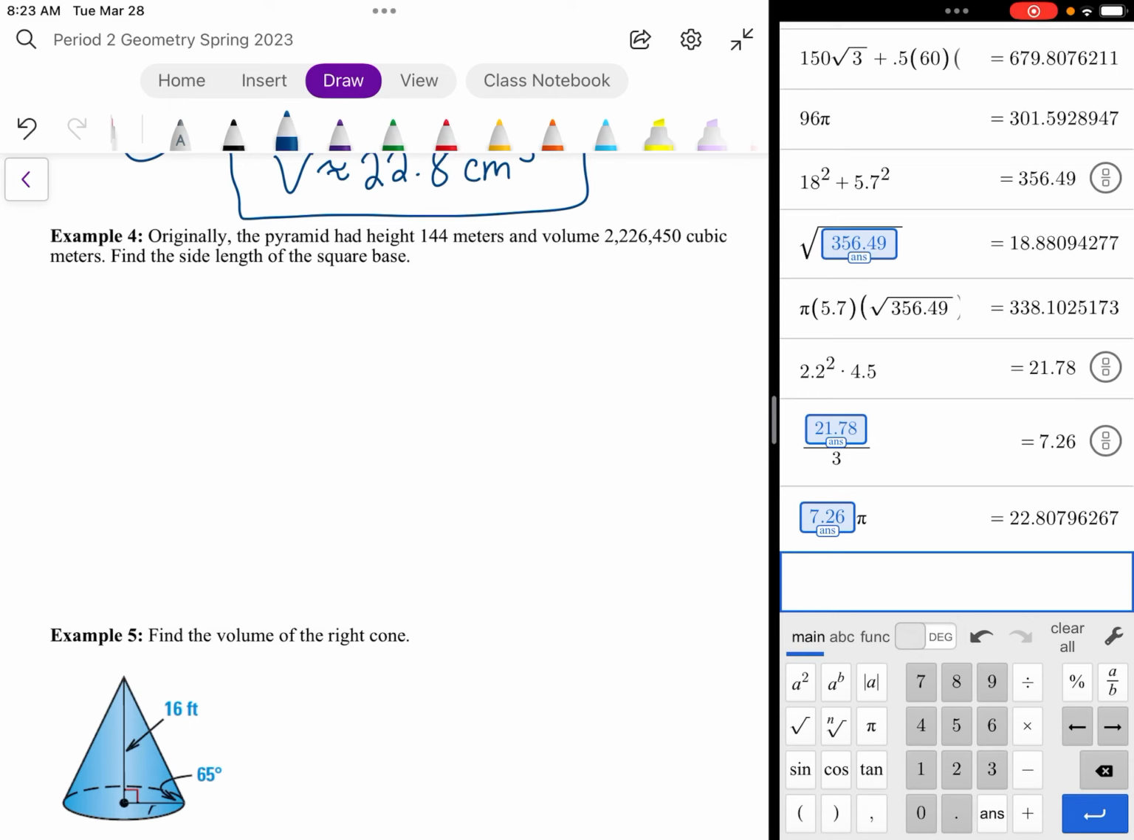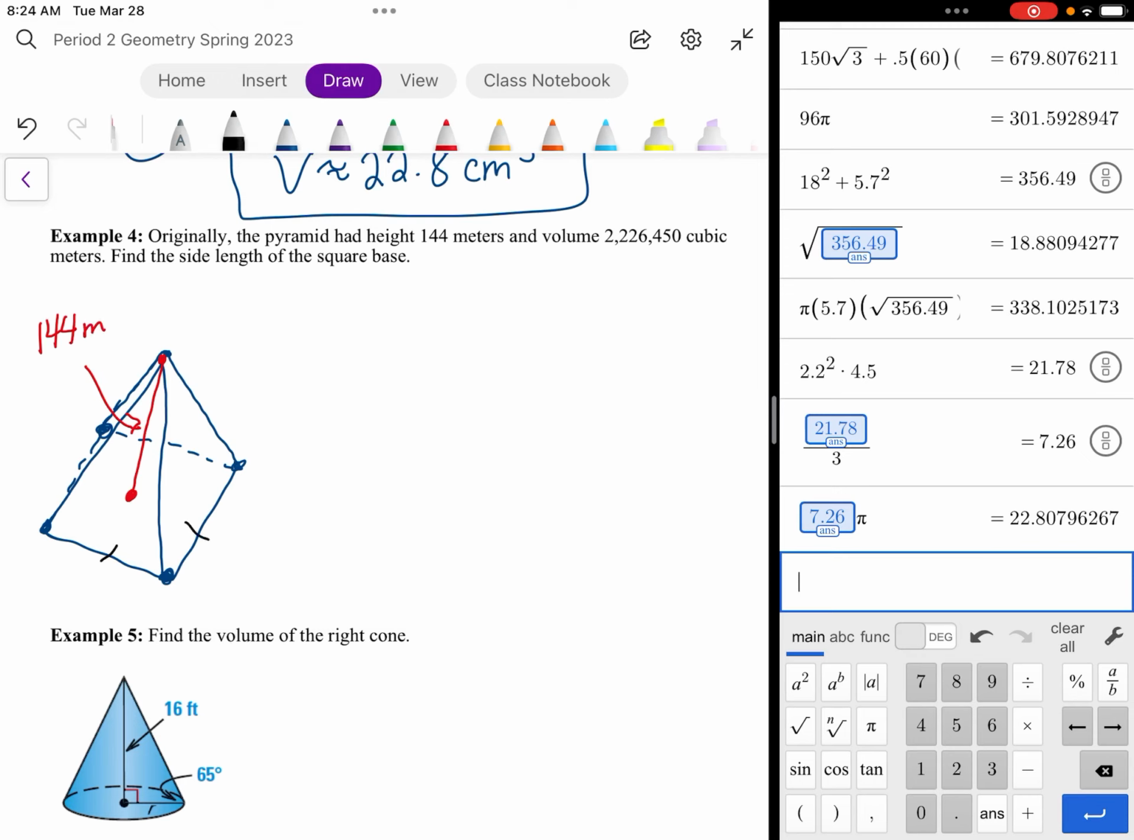This one they did say we have a square base, so if you are a visual person, drawing a picture would be really helpful. Okay, so we have a square base and then we have our pyramid. It says the height was 144 meters, and we know the volume. They want us to find the base. So we know the base is going to have the same side lengths of x.